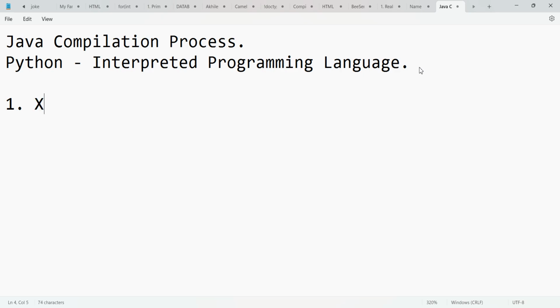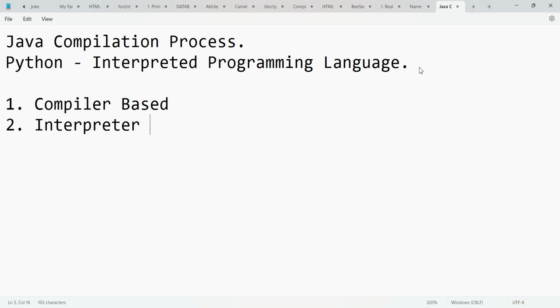One is compiler based. One is interpreter based. Okay. Now to understand the difference between them, first I ask a very basic question to you. See, I can speak English and Hindi. Both of you can speak English and Hindi. What is the language that a computer can speak or understand?